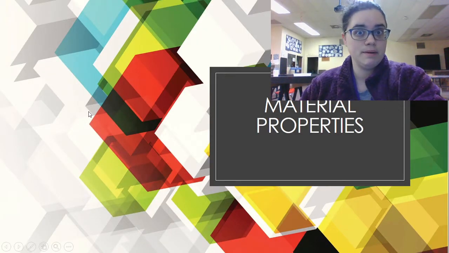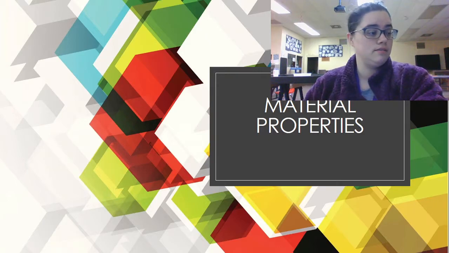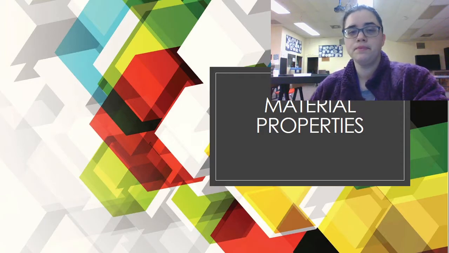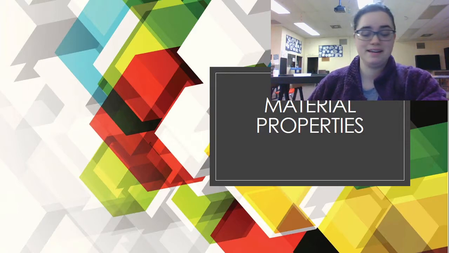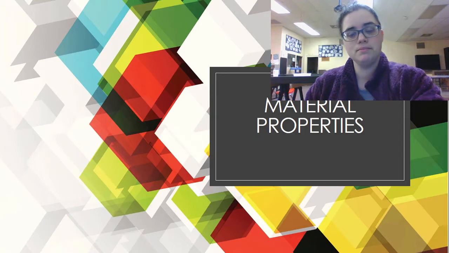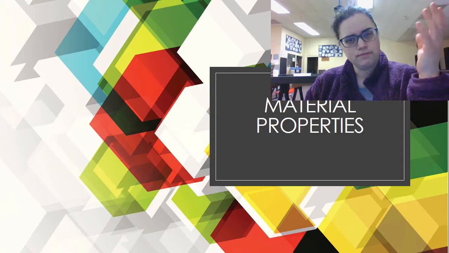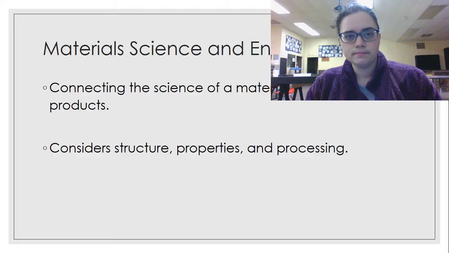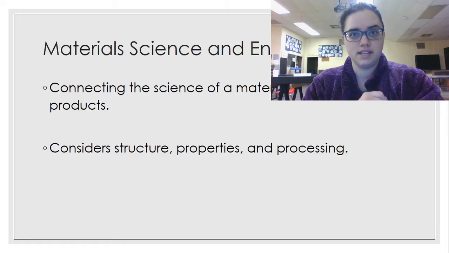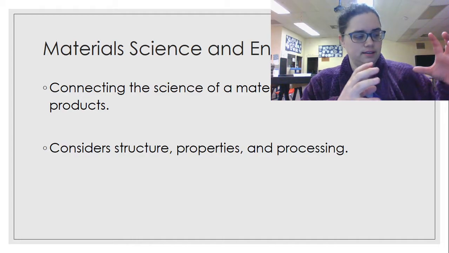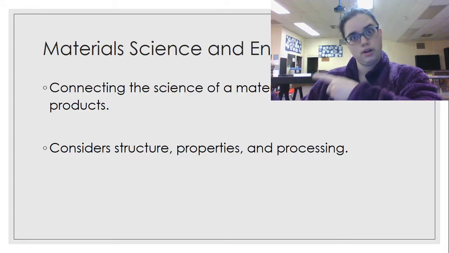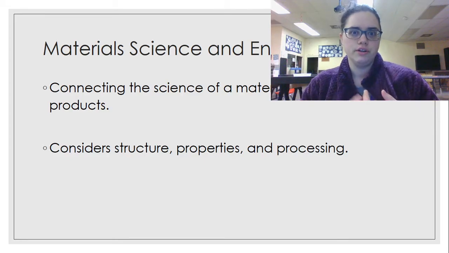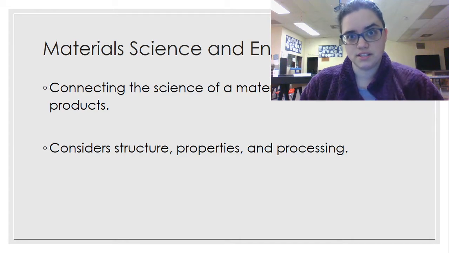I want to talk today about material properties. If you saw the bell work earlier this week, you know that I was asking you all what you already know about it. Some people, nothing. Some people, they've Googled stuff and answered that. But material properties is sort of what stuff is made of. For material science and material engineering, you're connecting the science of the material, like the chemistry and the physical properties, to the real world products people are using. And you consider the structure and the properties and how you process it.